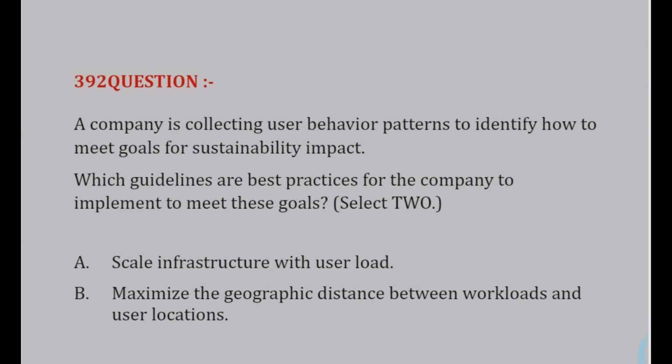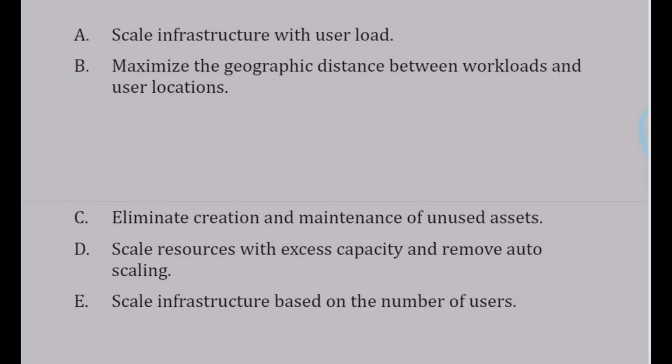Question is, a company is collecting user behavior patterns to identify how to meet goals for sustainability impact. Which guidelines are best practices for the company to implement to meet these goals? Select two options. Option A, scale infrastructure with user load. Option B, maximize the geographic distance between workloads and user location. Option C, eliminate creation and maintenance of unused assets. Option D, scale resources with access capacity and remove auto-scaling. Option E, scale infrastructure based on the number of users.